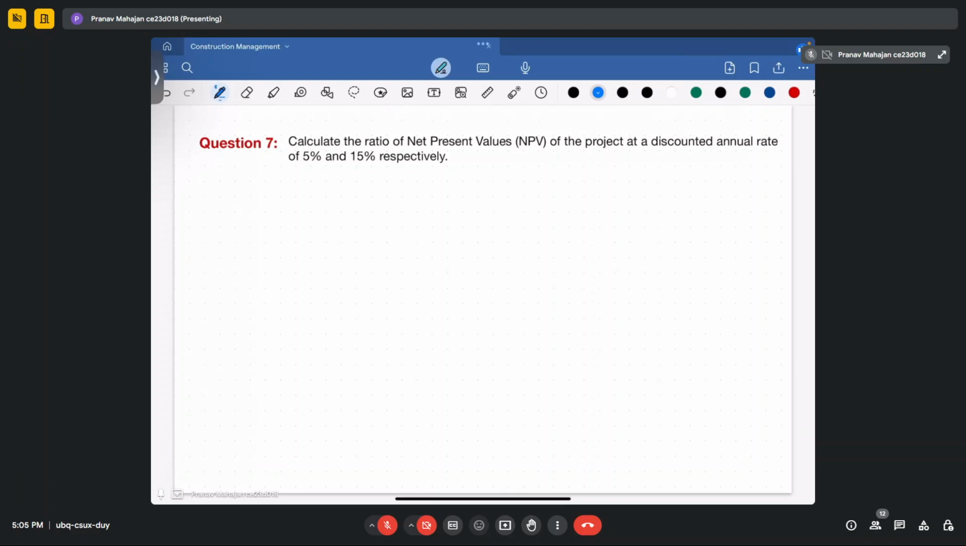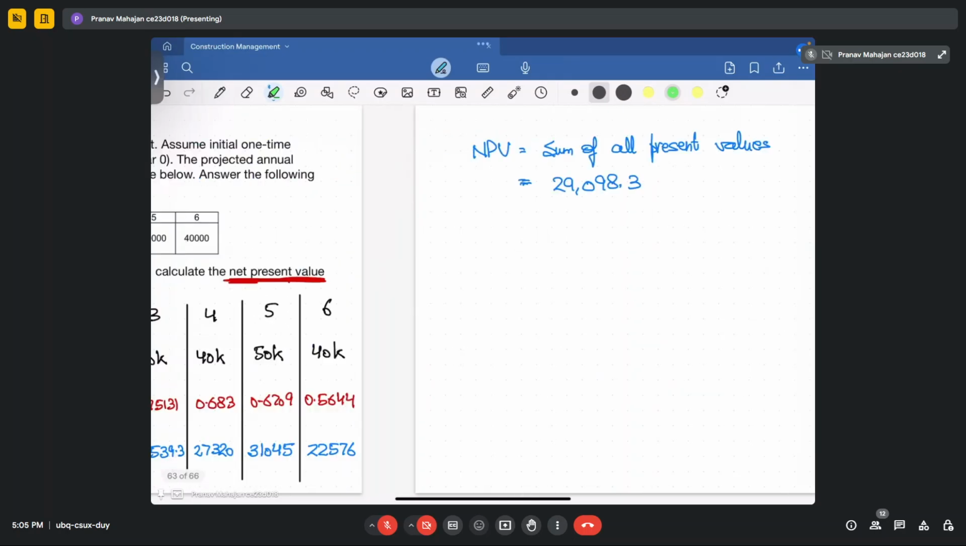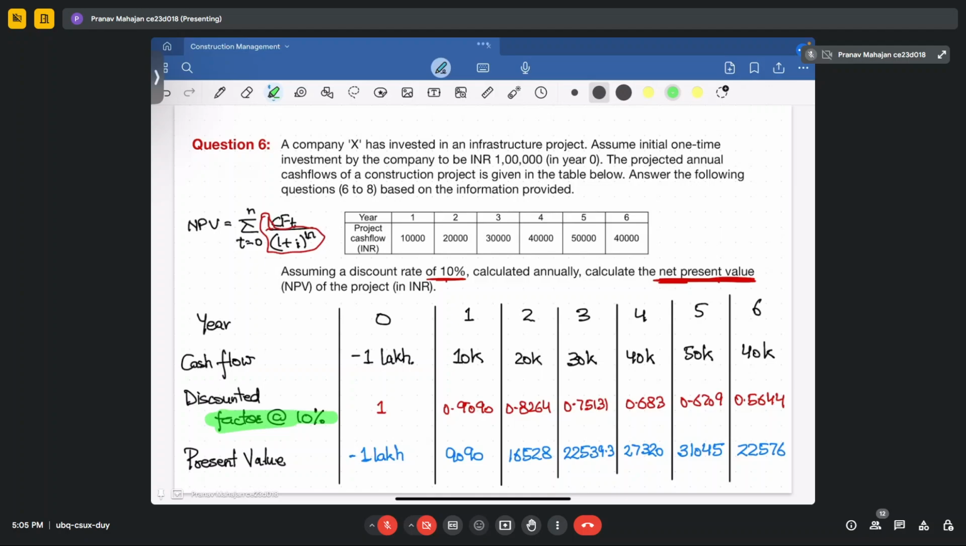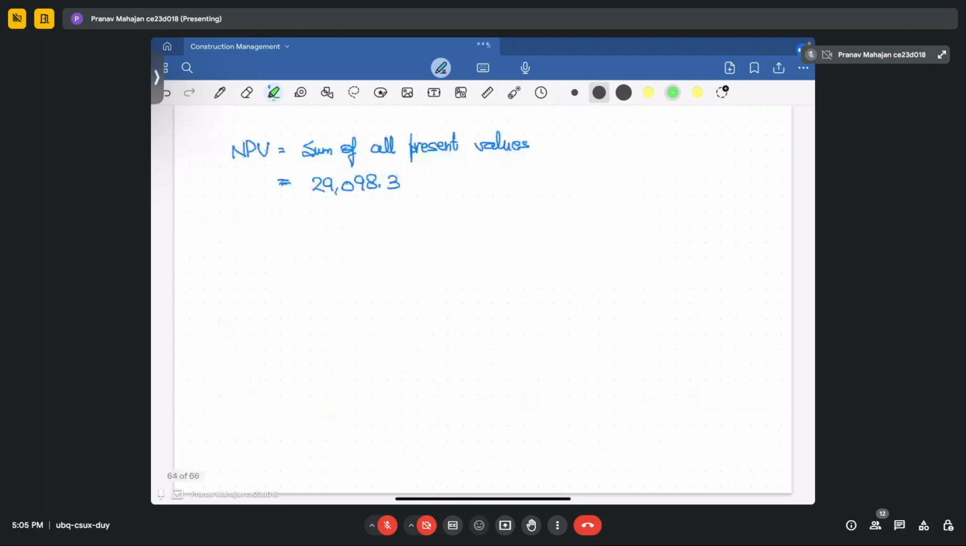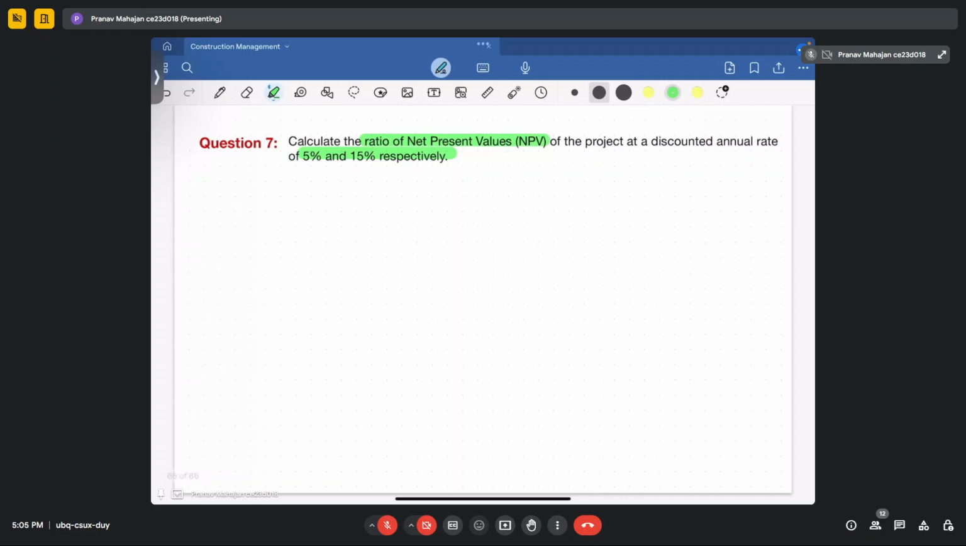In this, it is mentioned that you are expected to calculate the NPV at a discount annual rate of 5% and 15%. Now, what we have done for the 10% case, we are now expected to do for the 5% as well as for the 15% case. Okay, so let's do that. So again, we have to make a table.